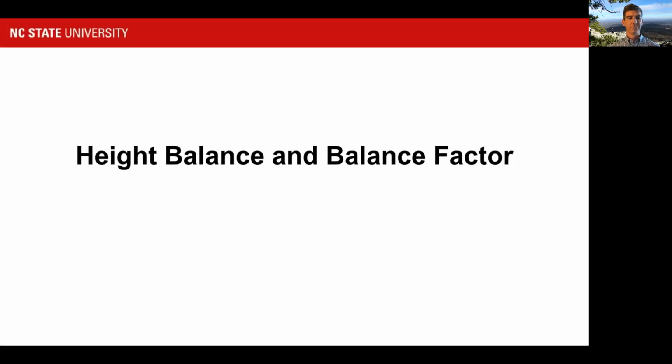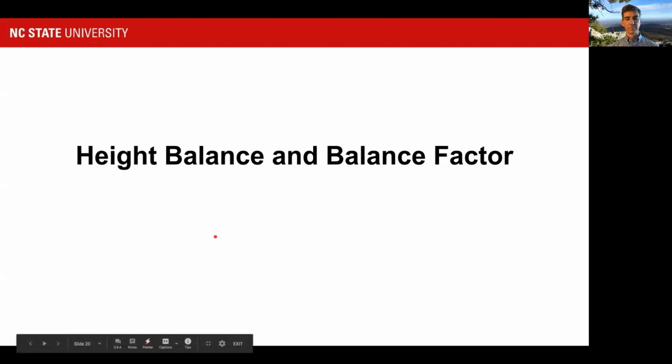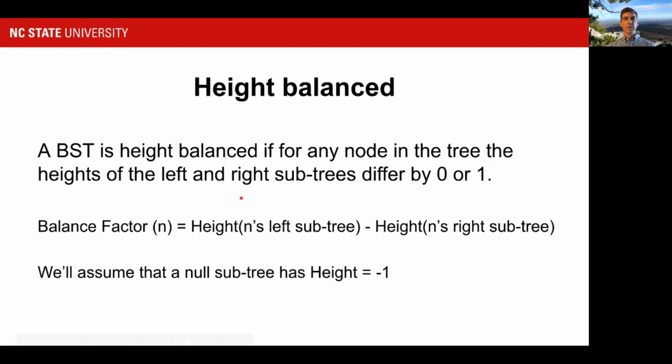A concept we need for trees are height balance and balance factor. Okay, so we're going to define height balance the following way. We're going to say that a binary search tree is height balanced if for any node in the tree, the heights of the left and right subtrees differ by 0 or 1. If the heights of the left and right subtrees differ by 0 or 1, we'll call it balanced.